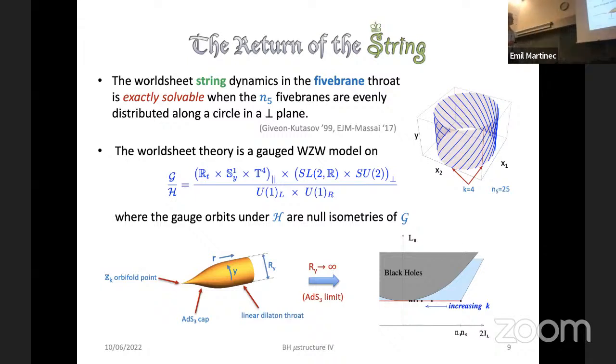And then as you come in, eventually at some point there's a crossover where it stops being constant radius, but starts shrinking in the effective geometry of the gauge theory. And what you find is that in fact you have a cap in the geometry which is locally ADS3 with this ZK orbifold singularity at the bottom of it.